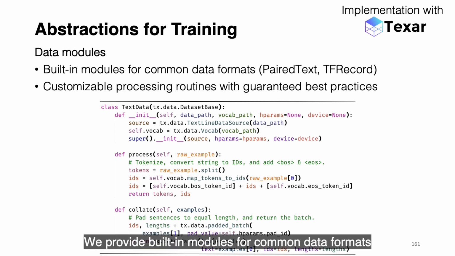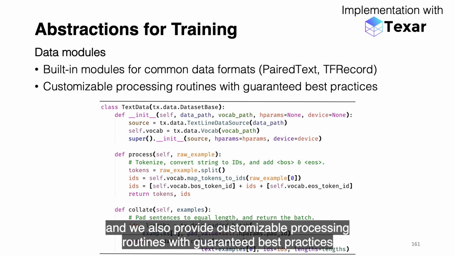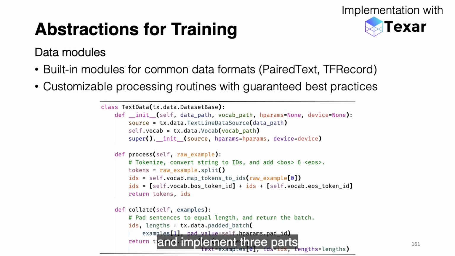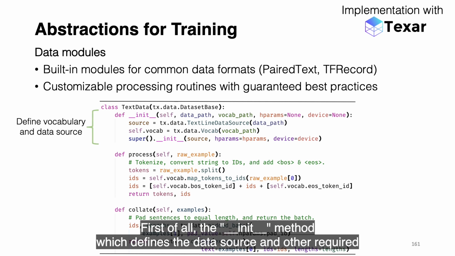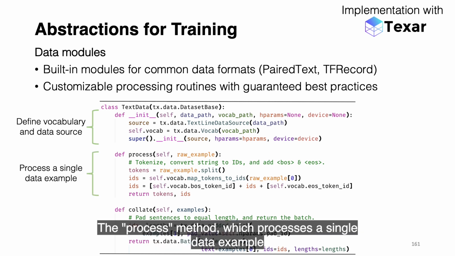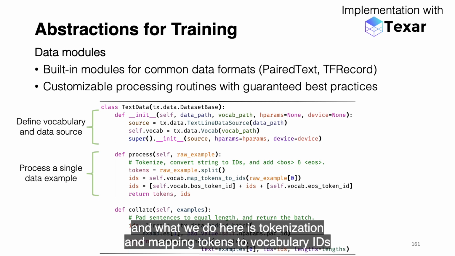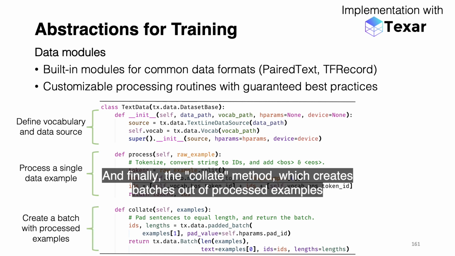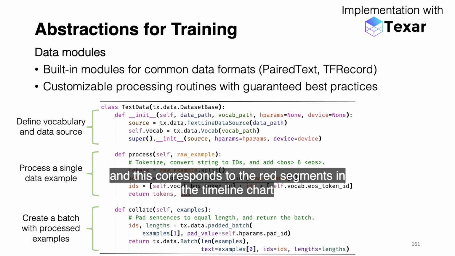We provide built-in modules for common data formats, and we also provide customizable processing routines with guaranteed best practices. All you need to do is inherit from the dataset base class and implement three parts. First of all, the init method, which defines the data source and other required resources like the vocabulary. The process method, which processes a single data example. What we do here is tokenization and mapping tokens to vocabulary IDs, and this would correspond to the green segment in the timeline chart that we've seen before. And finally, the collate method, which creates batches out of processed examples. This corresponds to the red segment in the timeline chart.